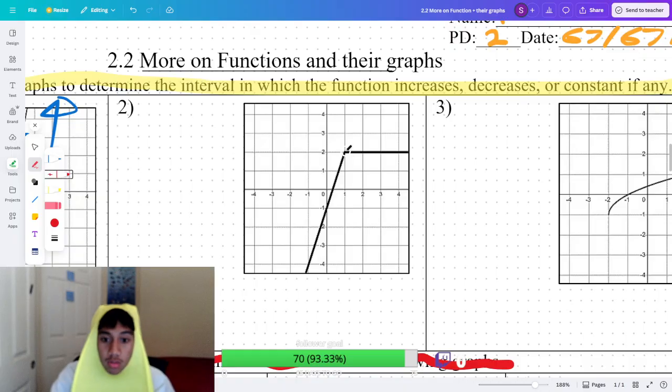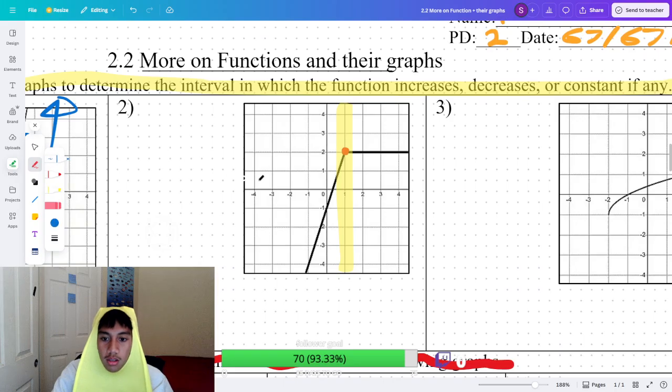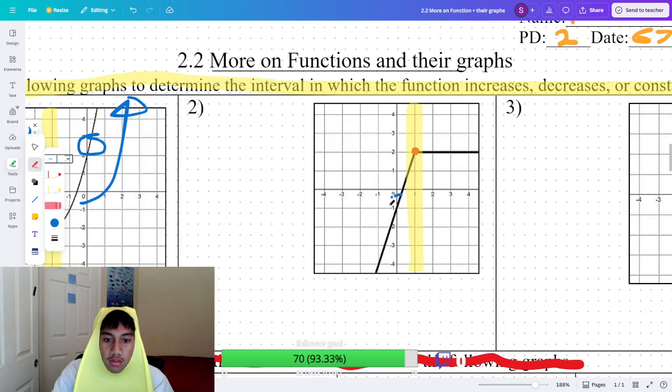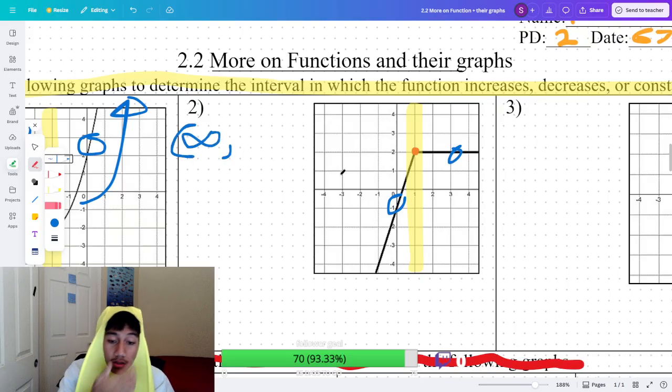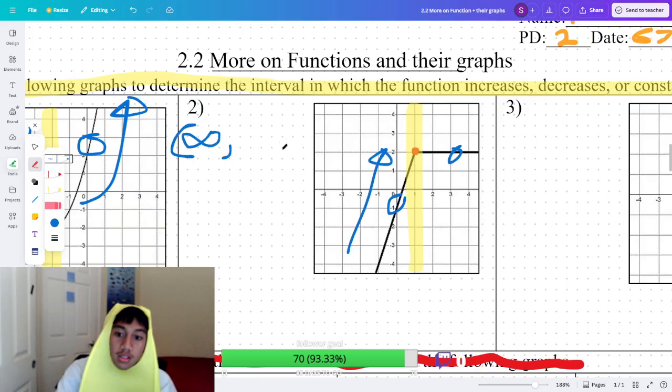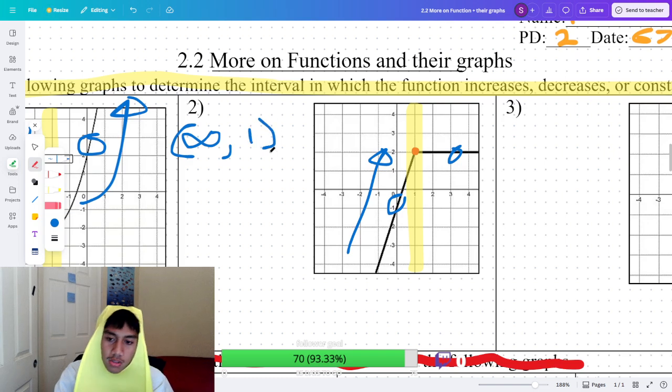Again, Banana Joe plots the point in which the graph changes, and I draw a nice little line just because. Now, I'm going to read from left to right. Banana Joe notices that the graph is positive infinity because it's going up, but it does stop at 1. That's okay, because it starts again at 1 and it goes on to infinity.